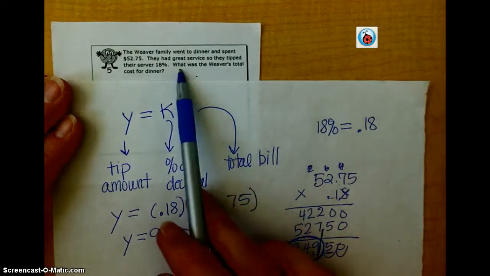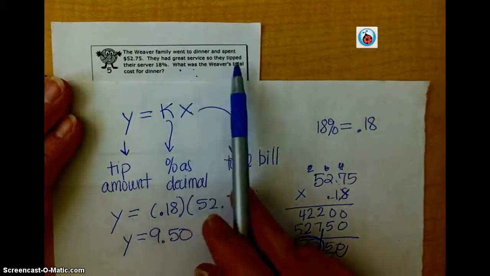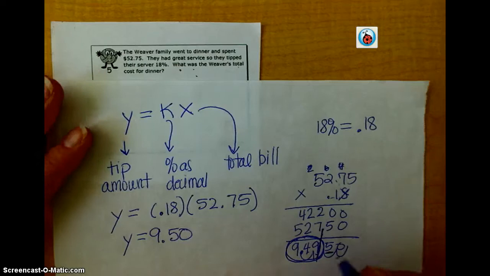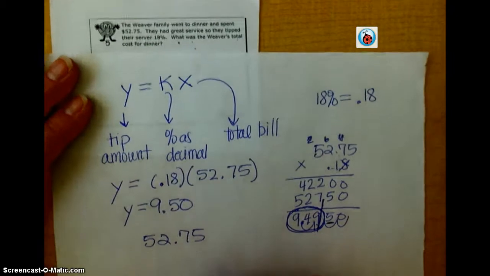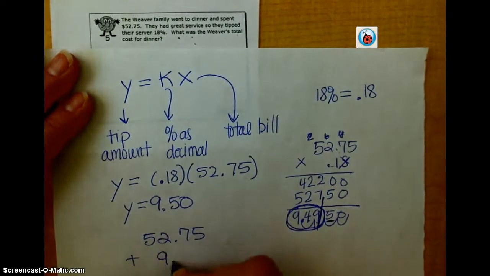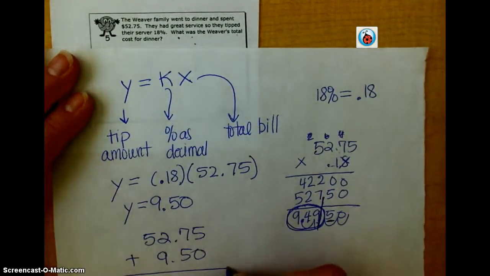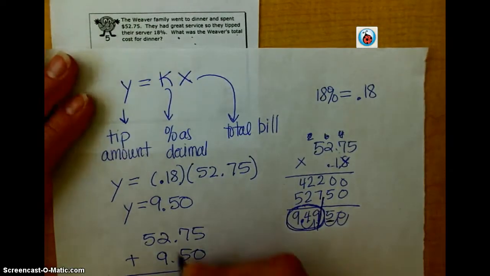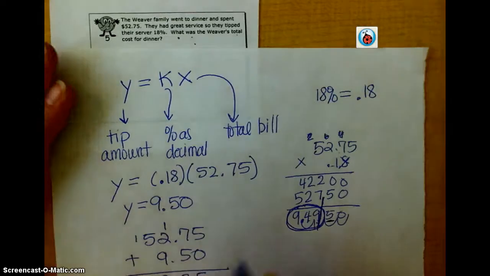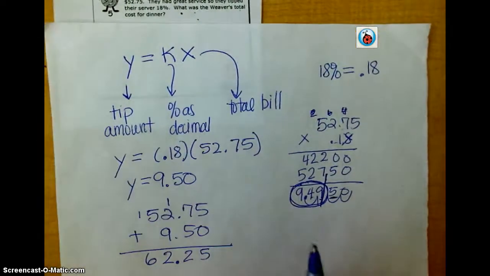When we look back at the problem, the question asks, what is the total cost for dinner? Their total cost for dinner is going to be the $52.75 for the food, plus the $9.50 for the tip, which brings us to a grand total of $62.25.